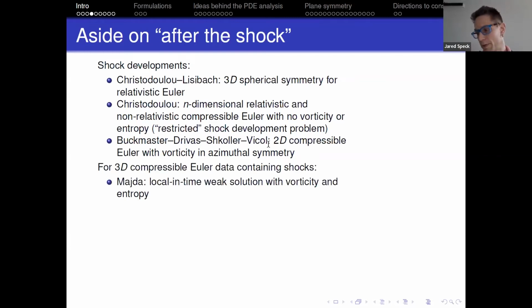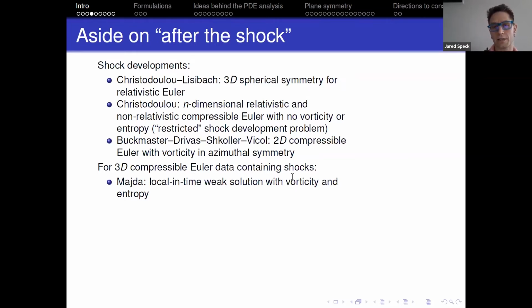So let me back up several decades and mention Majda's work on local in time weak solutions. I want to highlight what's different between what Majda did and what is the shock development problem. So Majda started from initial conditions that contain shocks, basically. His initial data had a jump in it, and importantly, his initial data were allowed to have vorticity and entropy. And what he produced was a local in time weak solution to the Euler equations in weak form, obviously.